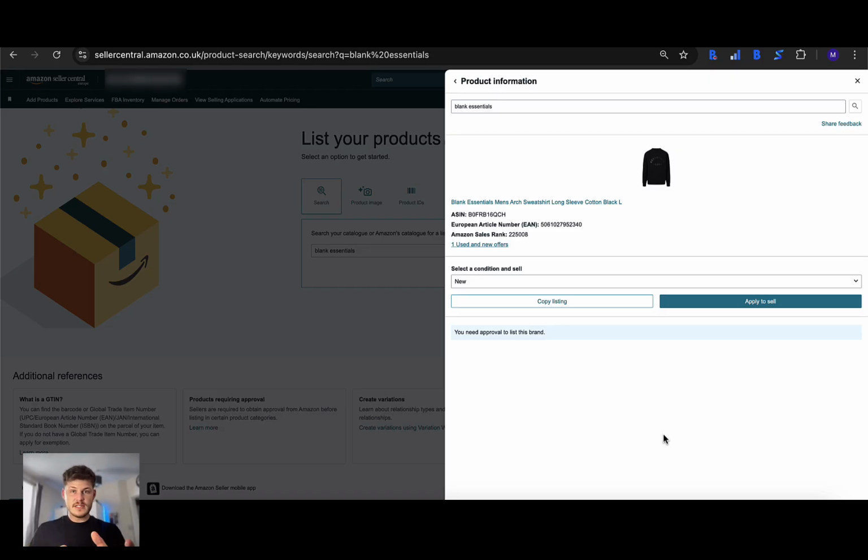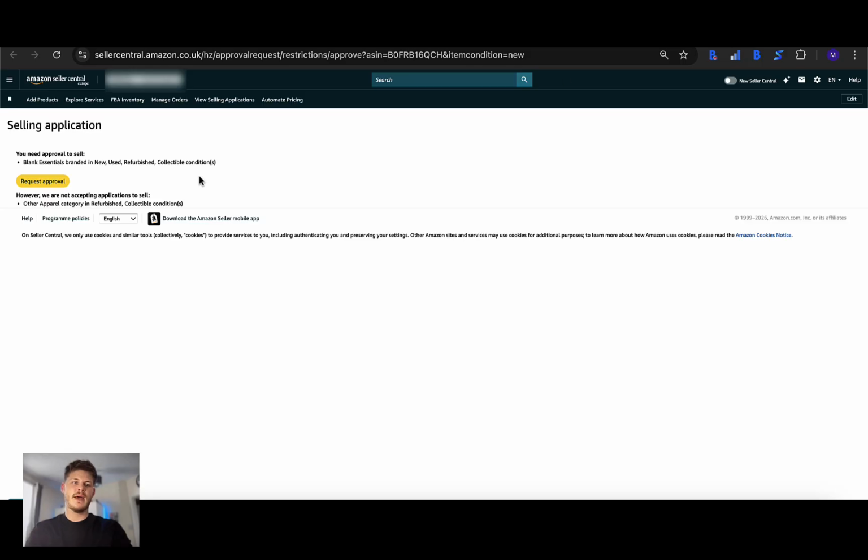So firstly, we need to make sure that we are ungated. And the way to do this would be to go onto Amazon, add product, find the product that you want to sell, just type in whatever it is, and then you need to select your condition, and I'm going to assume that it's going to be new, and then apply to sell, okay? And then that will bring you to a page like this one where you can request approval.